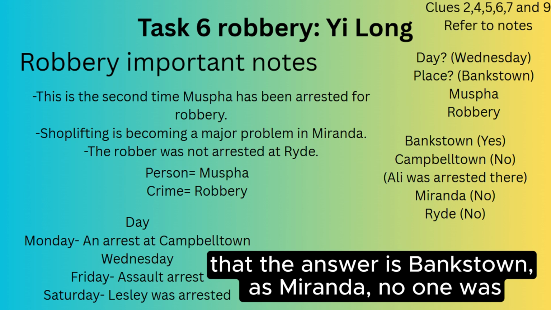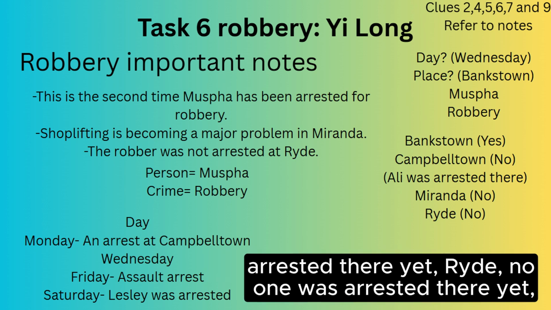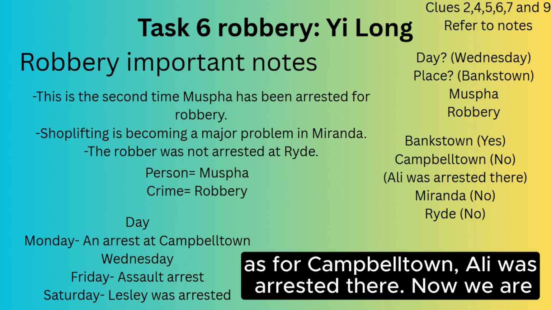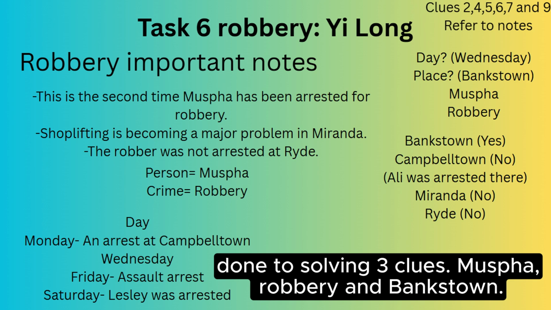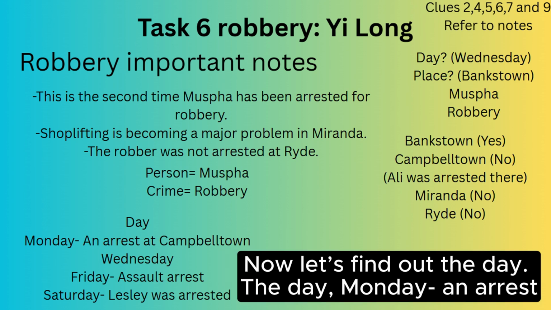As for Miranda, no one was arrested there yet. Right? No one was arrested there yet. As for Campbelltown, Ailey was arrested there. Now we're done solving three clues: Musfa, robbery, and Bankstown. Now let's find out the day.